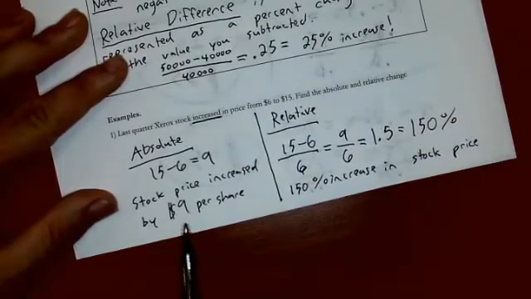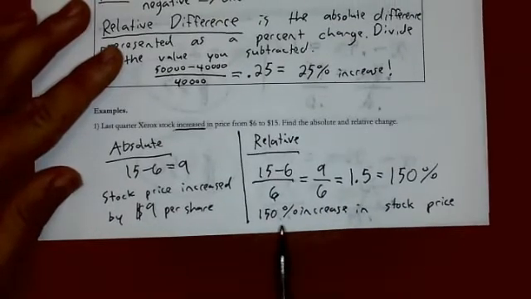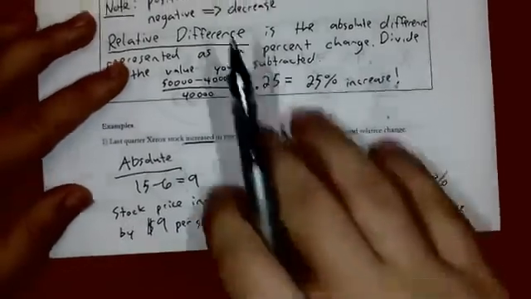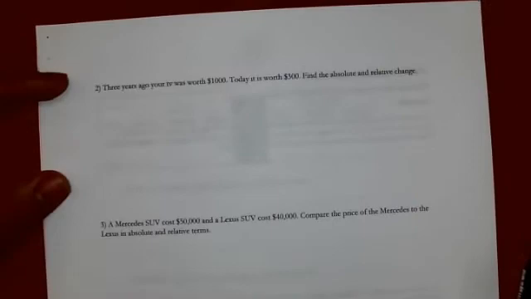So we can represent the change in absolute terms, or we can represent it in relative terms. Representing it in relative terms is essentially representing it as some percentage. Let's get some more practice with this. So go ahead and flip over to number 2 in your packet. 3 years ago, your TV was worth $1,000. Today, it's worth $300. Find the absolute and relative change.